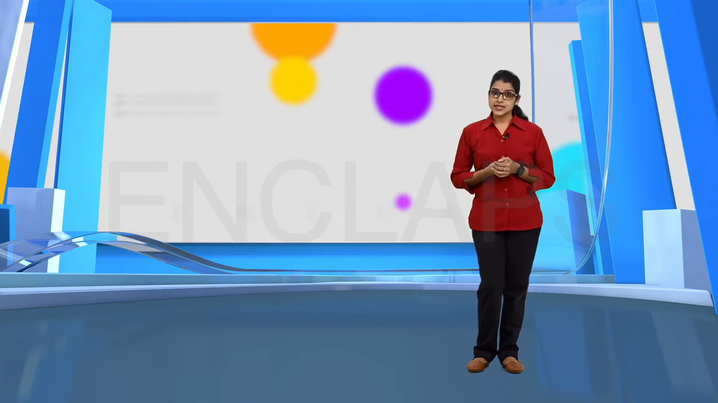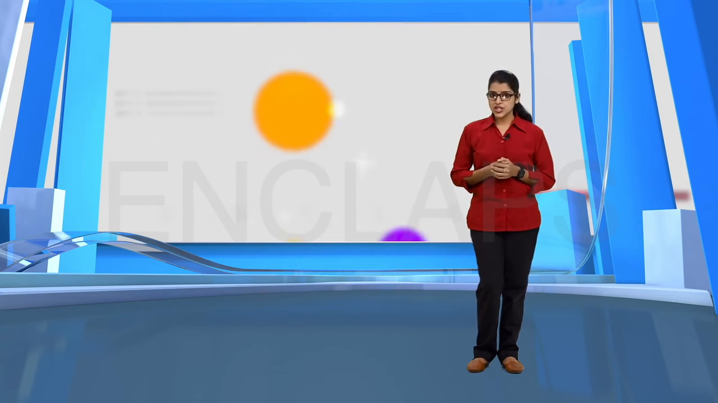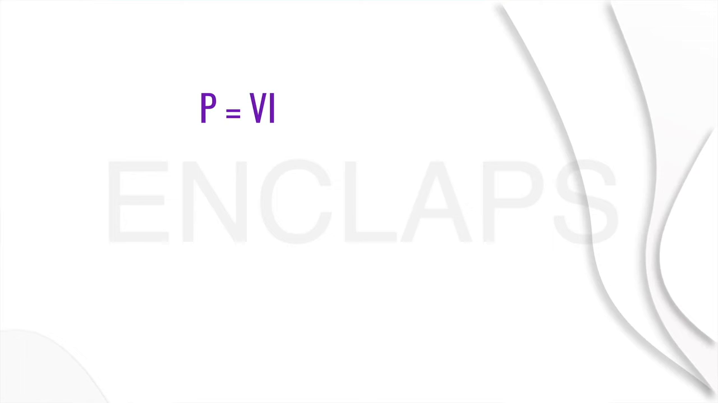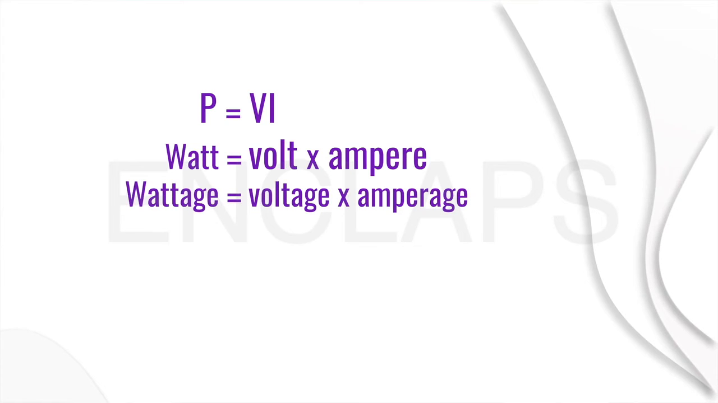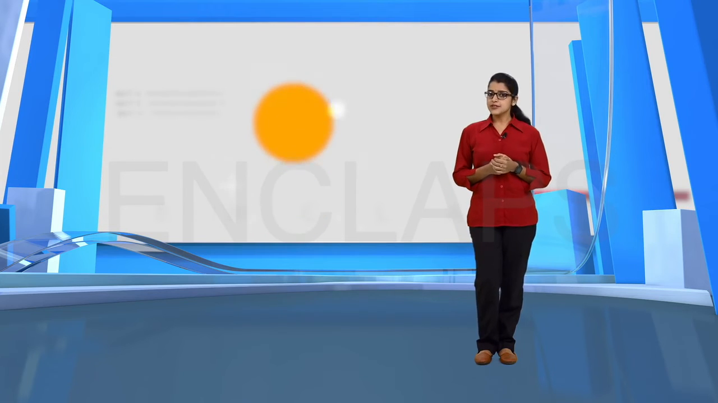When we learn about the safety fuse, we have to learn about the amperage and gauge. Now, let's determine the equation of amperage by using the power equation. If the equation of power P is equal to VI can be written in the form of units, watt is equal to volt into ampere. That is, wattage is equal to voltage into amperage. From that, amperage is equal to wattage divided by voltage. So, in order to find the amperage, we just need to divide the given power by the potential difference.